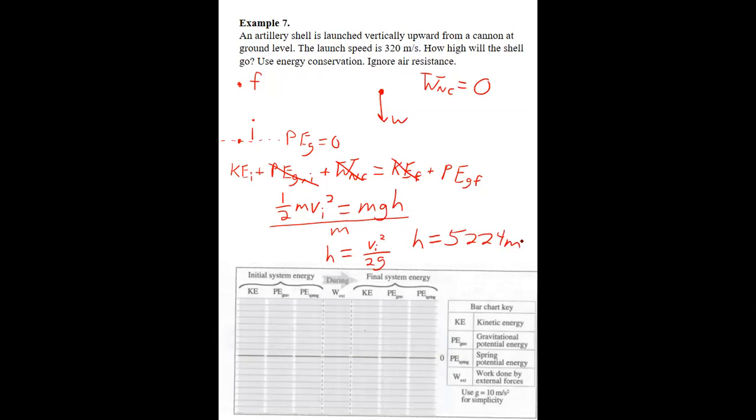Now we're going to look at this in a little more detail on this energy bar chart. We can fill this in, and this is one of the things that you'll be tested on. It had some kinetic energy at the beginning, I've made 5 bars. It had 0 gravitational and 0 spring energy. There was 0 work done by non-conservative forces. The gravitational force did work on it, but that's accounted for with these two gravitational potential energy terms. At the end, 0 kinetic energy. It had some gravitational potential energy, the same amount as the initial kinetic energy, and no spring potential energy. And that's how we do that energy bar chart.